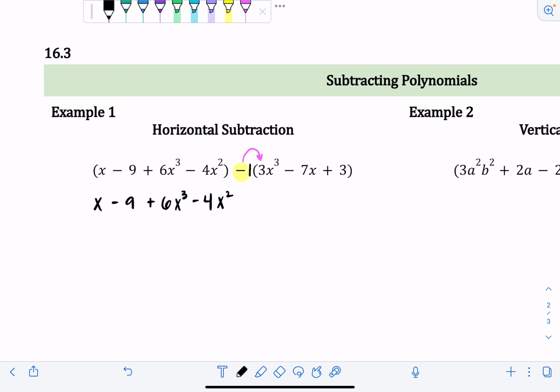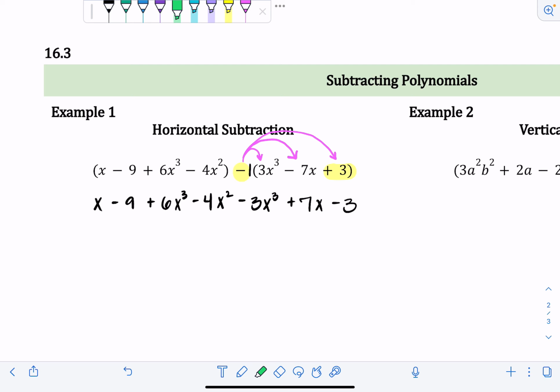If you multiply a number by a negative, it changes its sign. So it changes positives to negatives, and it changes negatives to positives. So it would change this positive 3x to the third power into a minus or a negative 3x to the third power. And then next I would do negative 1 times a negative 7, so it would change that negative 7 into a positive 7, and then I would take that negative 1 and I would multiply it by a positive 3, so it would change that positive 3 into a negative 3.